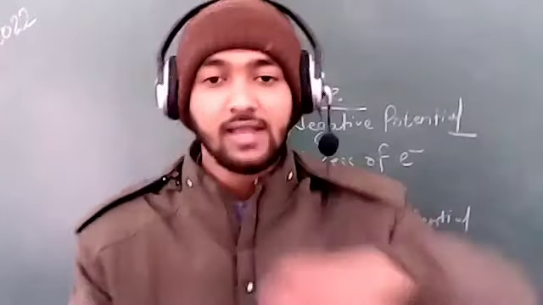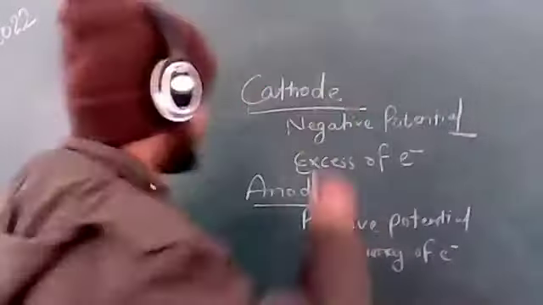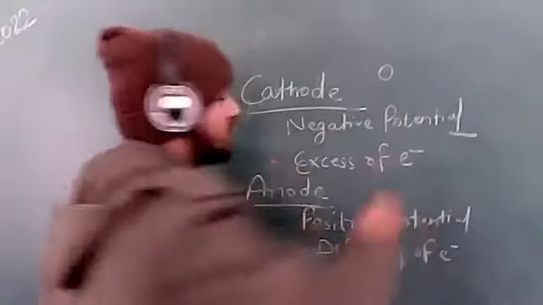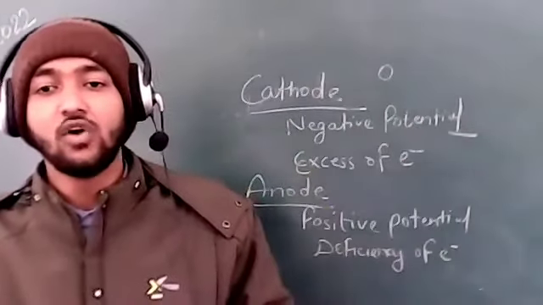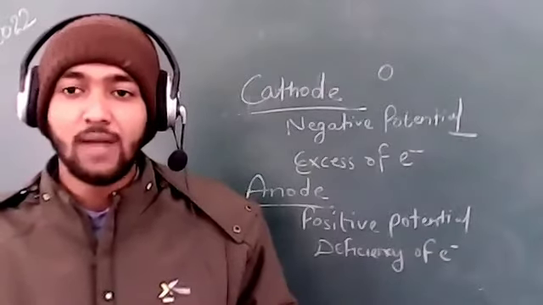Now, where do we use cells? We use cells in torch, transistor, radios, bicycle lamps, small tape recorders, and button cells in hand clocks. This watch uses a button cell, this much size. These cells are called primary cells. So there are two types of cell. Primary cell cannot be recharged. Once you use it, you have to throw it.